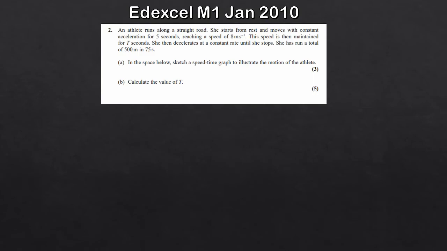Now finally, this question here, January 2010, we've got an athlete that runs along a straight road. She starts from rest and moves with constant acceleration for 5 seconds, reaching a speed of 8 meters per second. She maintains this speed for T seconds and then decelerates at a constant rate until she stops. We're told that she's run 500 meters in 75 seconds. So again, first part, we want to sketch a speed time graph for this. So let's have a go at this.